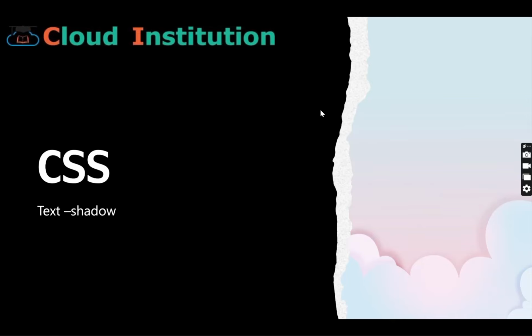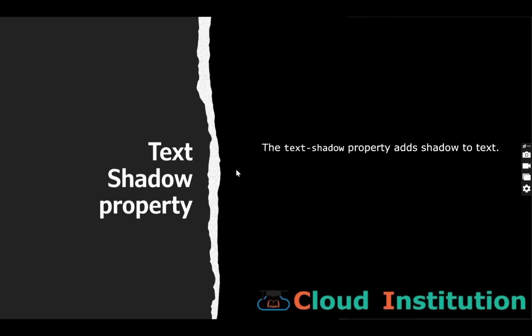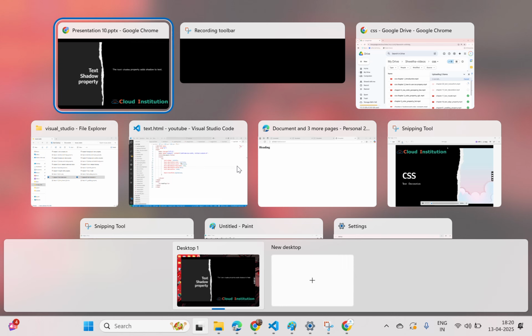In this video, we will see about the text shadow. In the previous video, we have seen the text transform property. In this video, we are going to cover the text shadow. The text shadow property is used if you want to add any shadow to the text. That property is there, you can use it. So let's see it with hands-on practice.